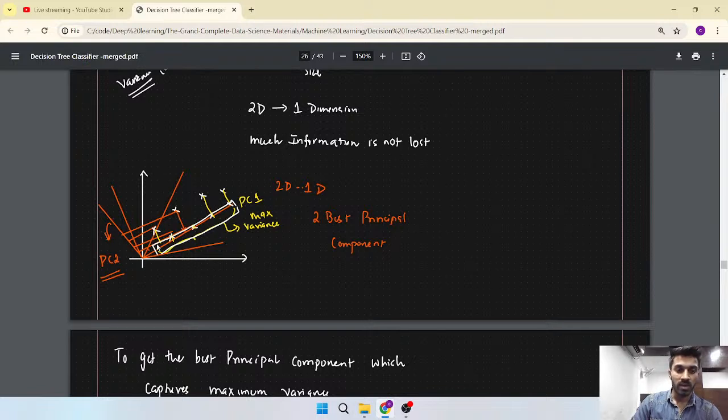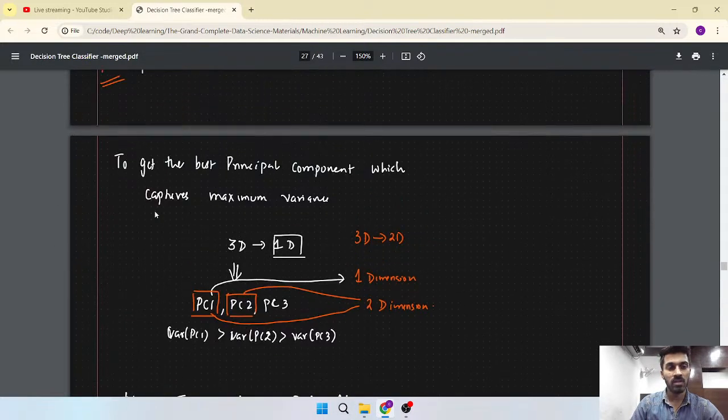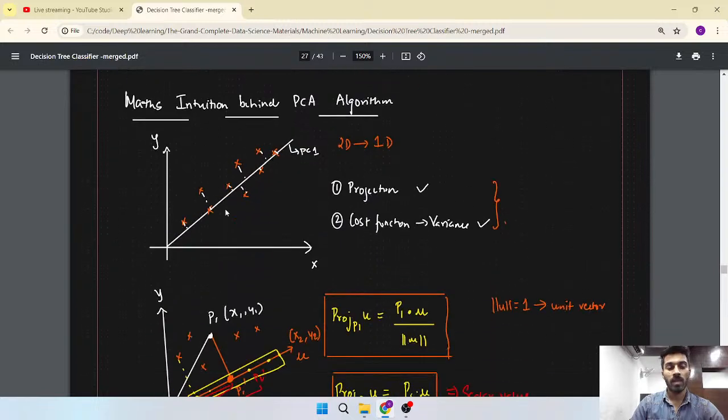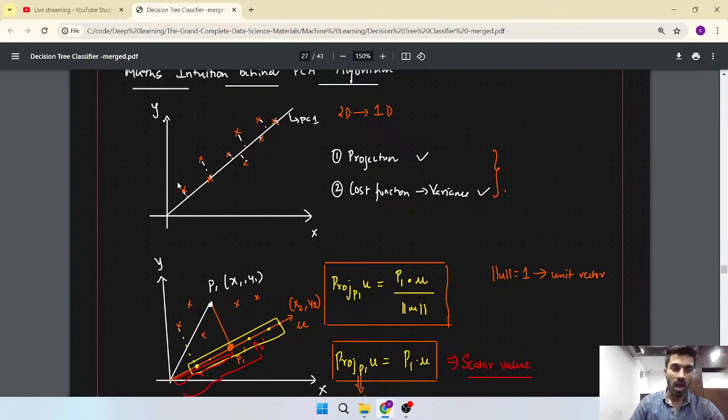Suppose you have 10 features. Your aim is to find the best line where you will get high variance. You have to project all of these points in some direction, and then you will get some values on that projected line. The line where you get the higher projection is the right line. To find this line, we apply the PCA algorithm, and we apply some transformation. This is the math intuition behind the PCA algorithm. So let's see how this can be done.